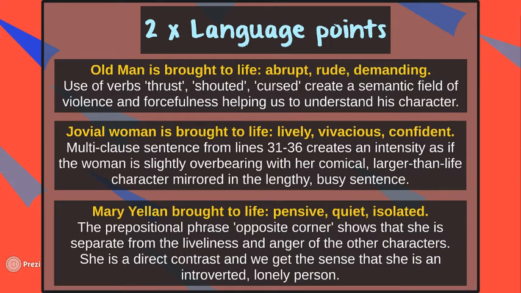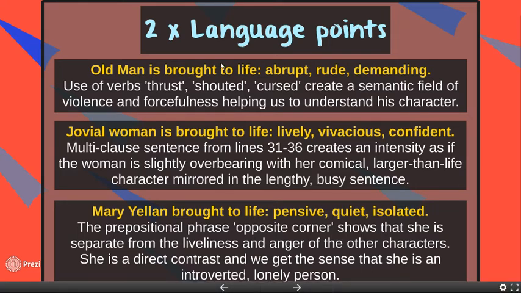Taking the advice that the examiner gave you in those 3 bullet points in the question, which was write about your own impressions of the characters, evaluate how the writers created these impressions, and support your opinions with quotations from the text, I've tried to focus on the individual characters. So if we look at our first point, I focused on the old man, and I said that he is brought to life by the fact that we're given the impression that he's quite abrupt and rude and quite demanding.